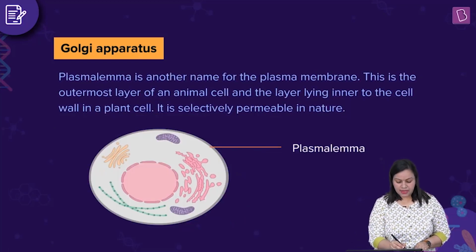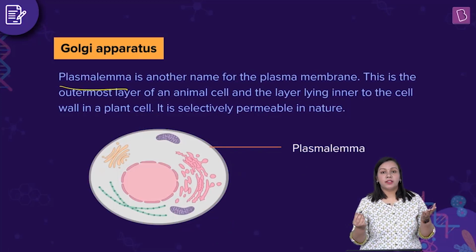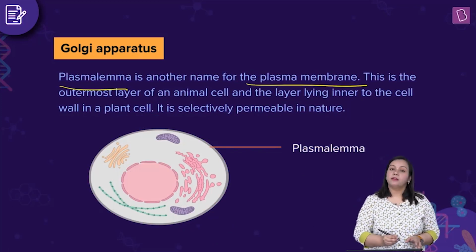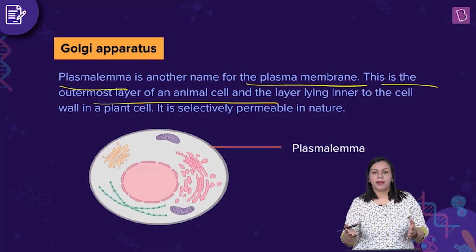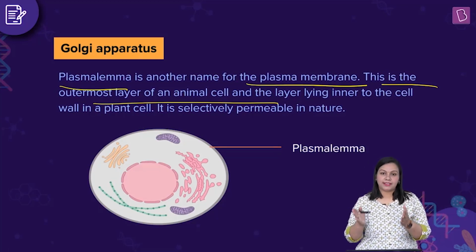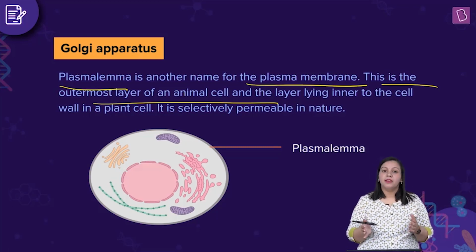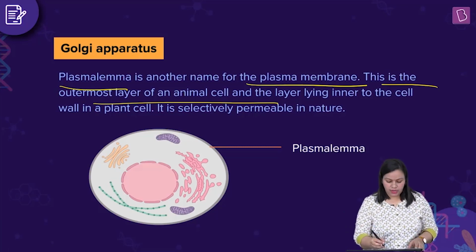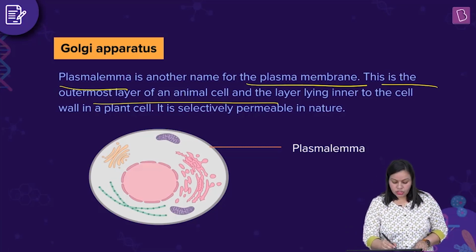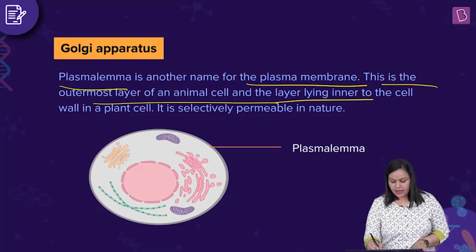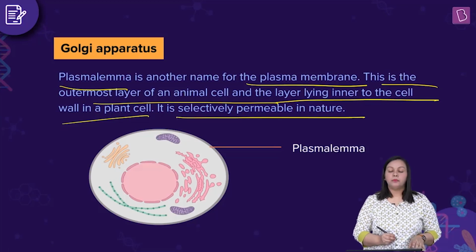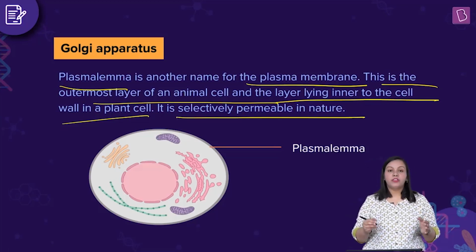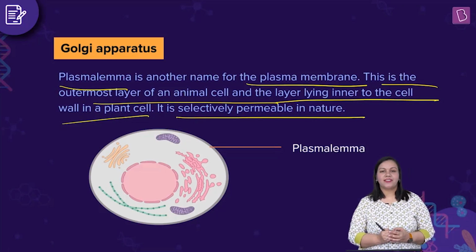Next, plasma lemma was given. Plasma lemma, in simple language, is your plasma membrane, right? This is the outermost layer of an animal cell. When you talk about a plant cell, the outermost layer is the cell wall, right? But a plant cell also has a plasma lemma or plasma membrane which lies inner to the cell wall. So this is the outermost layer of an animal cell, and the layer lying inner to the cell wall in case of a plant cell. It is selectively permeable in nature. With that, I hope you have understood this question very well.